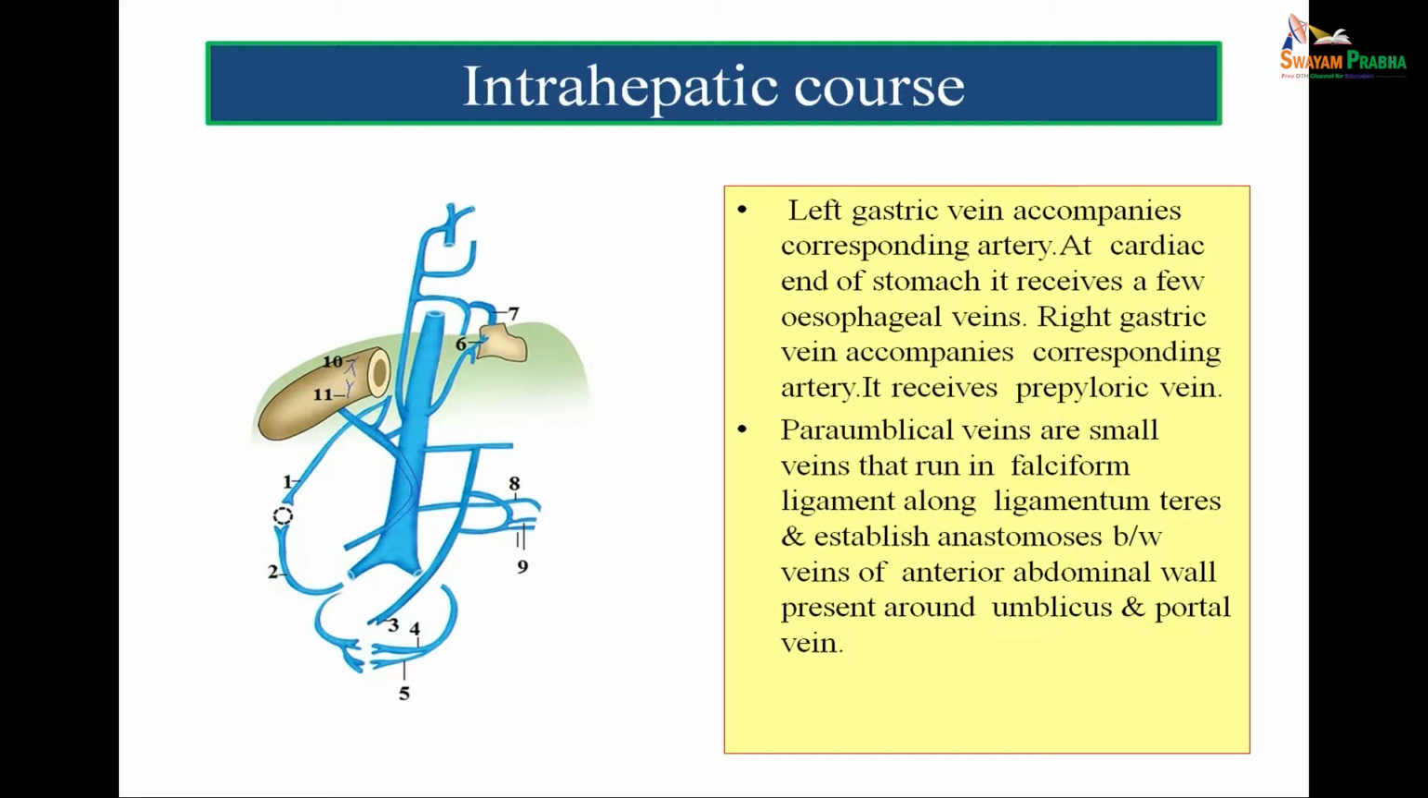Left gastric vein accompanies the corresponding artery. At the cardiac end of the stomach, it receives a few esophageal veins. Now, if you see in the figure on the left hand side, 6 is representing the left gastric vein and 7 are the esophageal tributaries of the accessory hemiazygous vein. Paraumbilical veins are small veins that run in the falciform ligament along the ligamentum teres and establish anastomosis between veins of the anterior abdominal wall present around the umbilicus and the portal vein. So, if you look at 1 and 2 in the figure on the left hand side, 1 are the paraumbilical veins and 2 are the veins around the anterior abdominal wall.